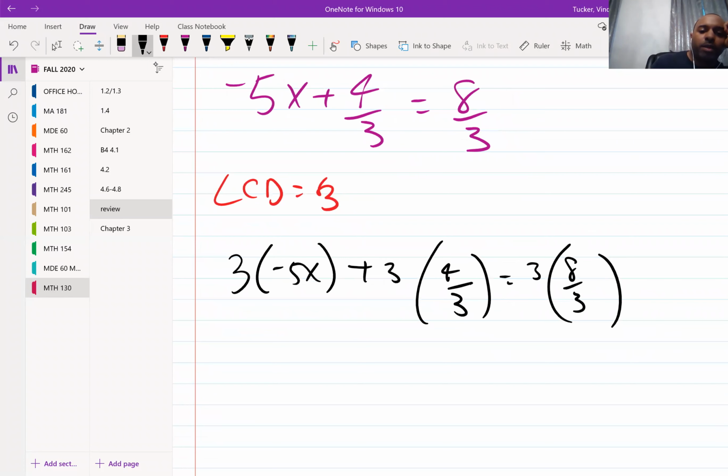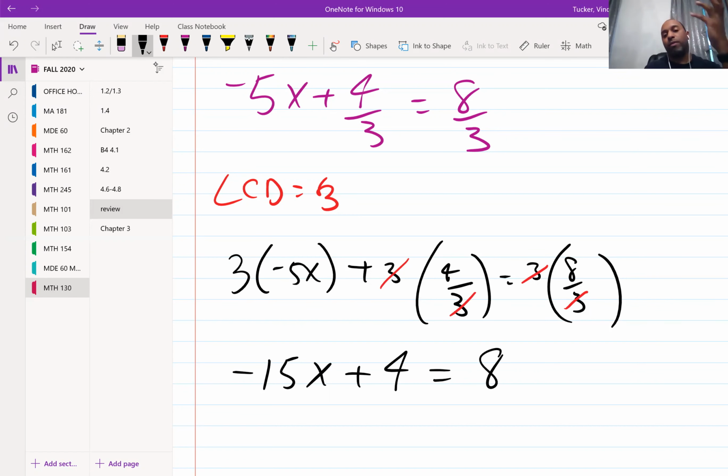All right, so that'd be negative 15x. Now, the reason why we multiply by that 3 is so that these 3's can cancel. That leaves us with 4. And then these 3's can cancel, and that'll leave us with 8. So if you don't feel like working with fractions, you can always multiply by the least common denominator.